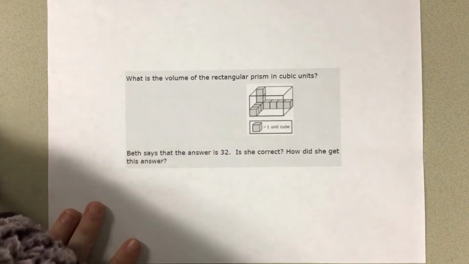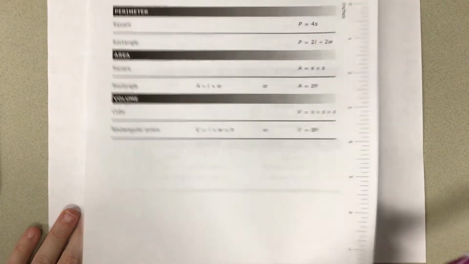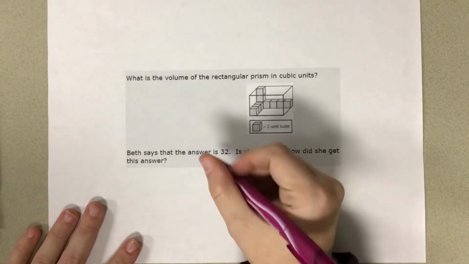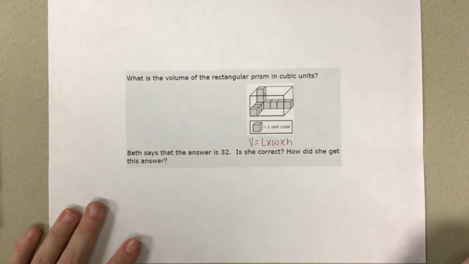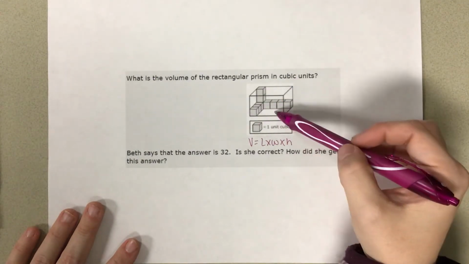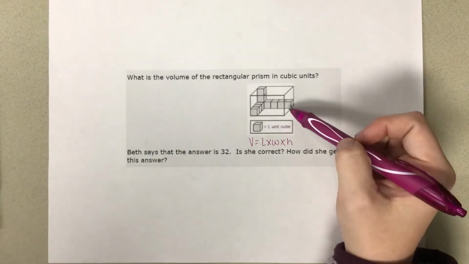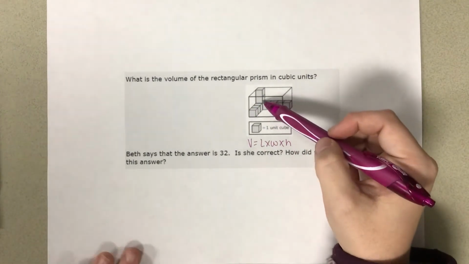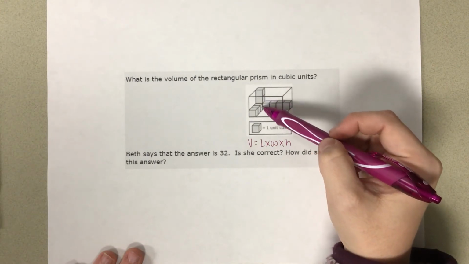Well, again, if we go back to our star chart, we have volume equals length times width times height. So we know our volume is going to be length times width times height. And we see that they haven't filled up the whole box, but they are kind of guessing what the whole box will be. So when we're counting, we have to remember that these boxes here are not floating on thin air. They have to be sitting on a box back here.